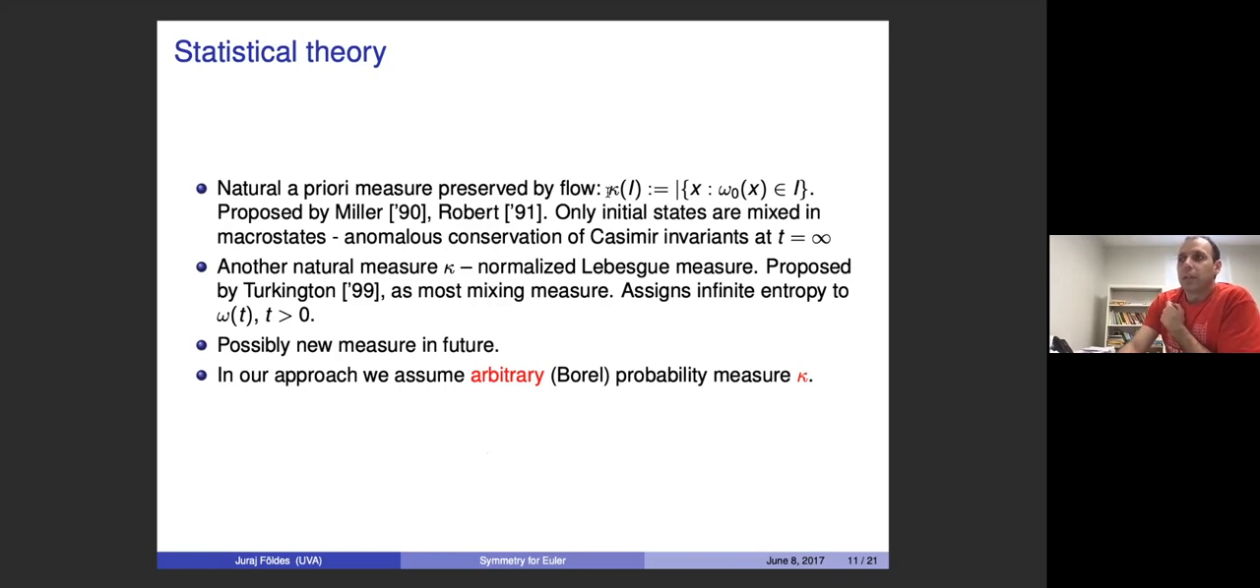So this could be a good choice for our canonical measure kappa. The problem is that it was already questioned by Turkington. The point is that if you are starting with an initial condition of plus one and minus one, that's the easiest one. Then if you do the mixing, everything is mixed with these plus or minus ones. That's still not a problem, but the problem is if you want to do the counting to define the entropy, then you need to discretize.